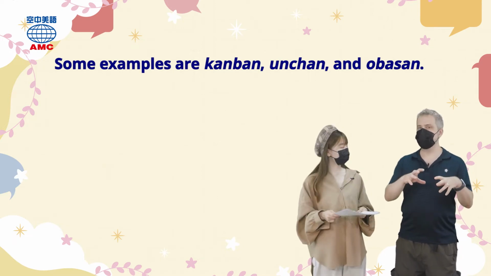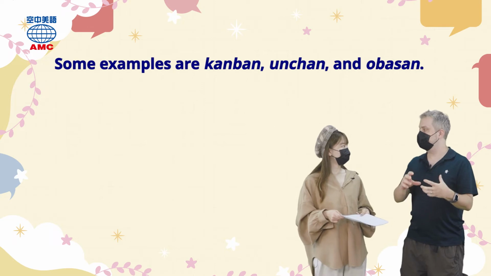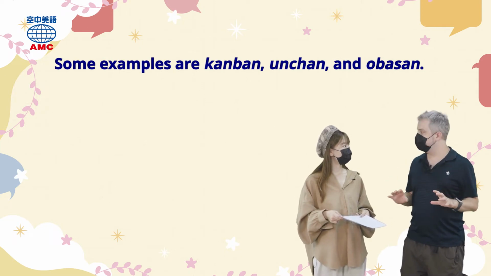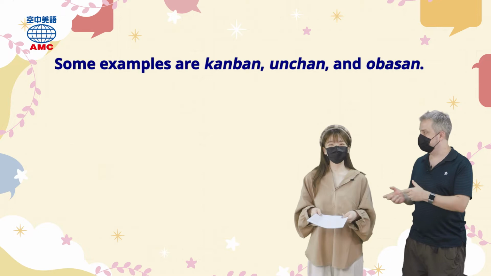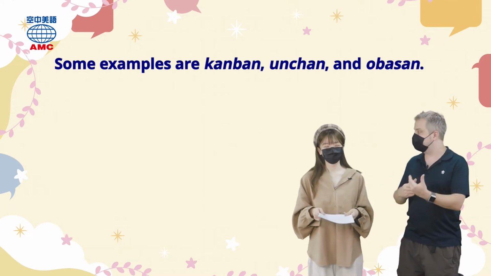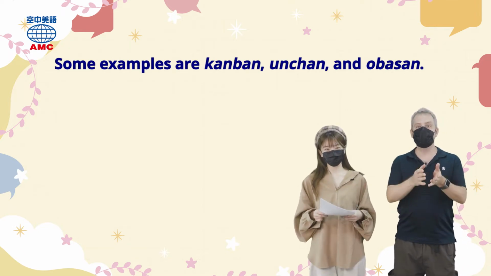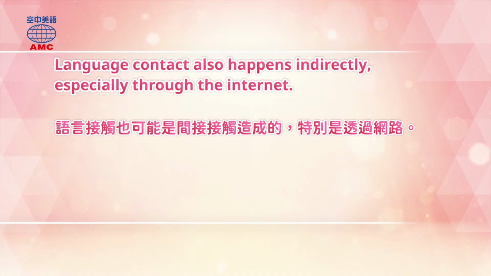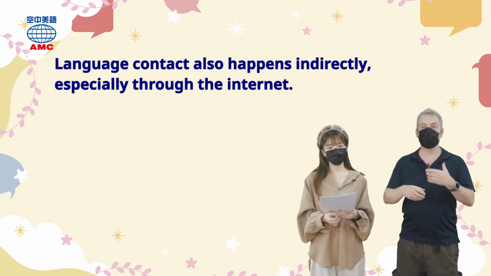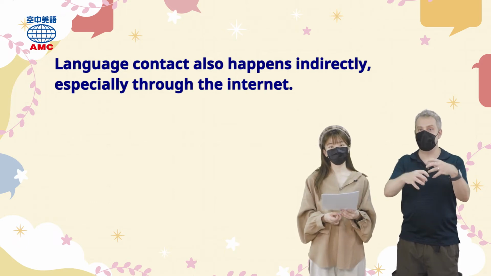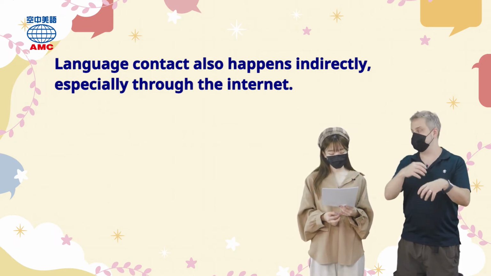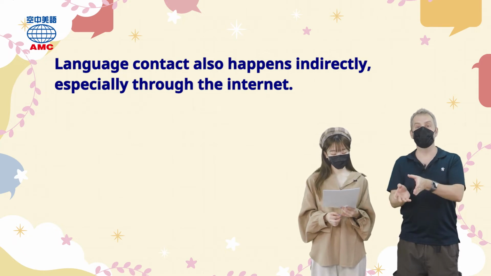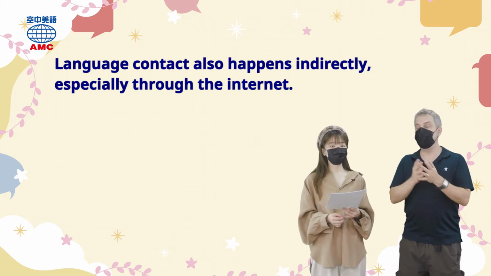I think, isn't the Chinese word for guava, isn't it ba le, right? But almost everyone I know says ba la, which is the Taiwanese. Yeah, so there is language contact. Okay, here's more. The article says, language contact also happens indirectly, especially through the internet. So we've had direct contact where lots of groups of people are meeting each other, coming into contact, in some cases ruling and being ruled. Now we're talking indirectly.